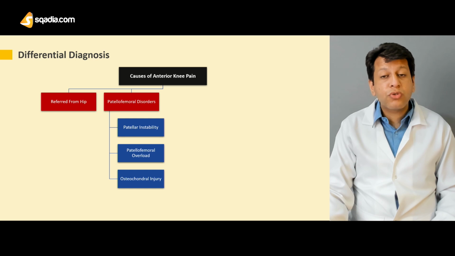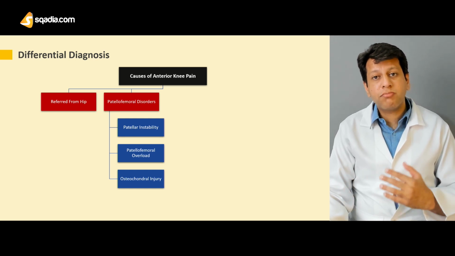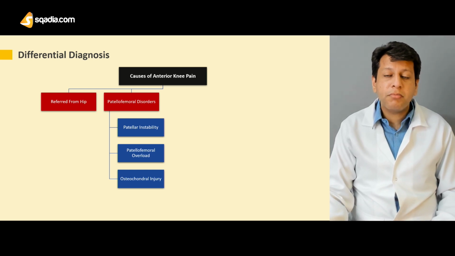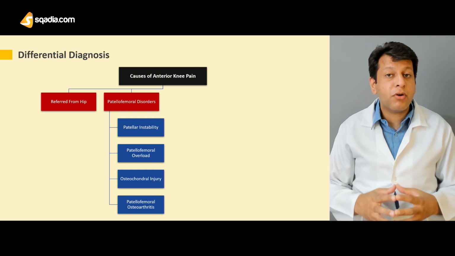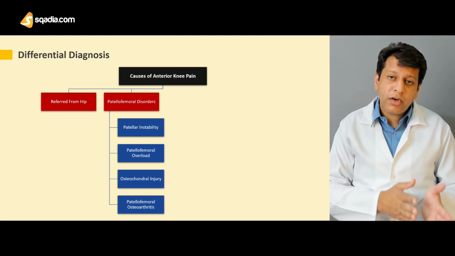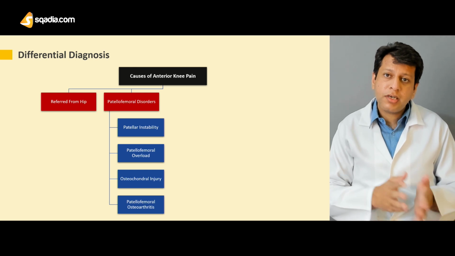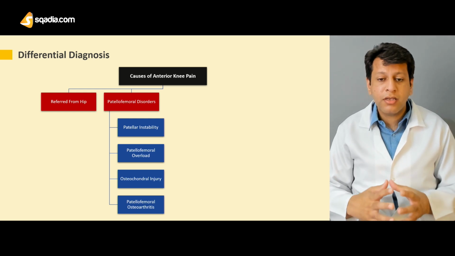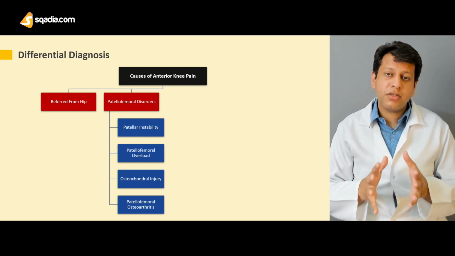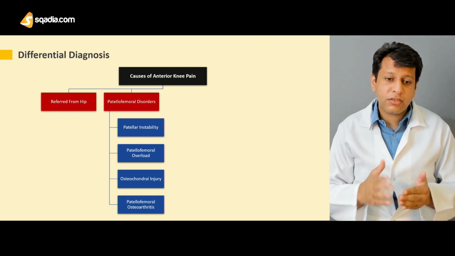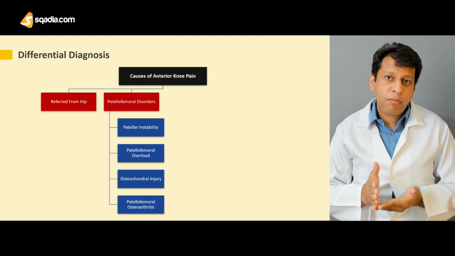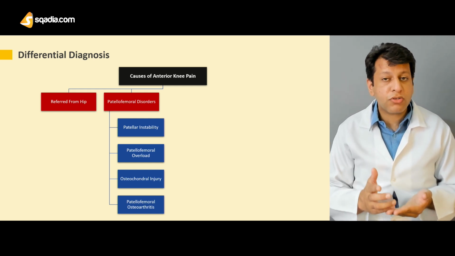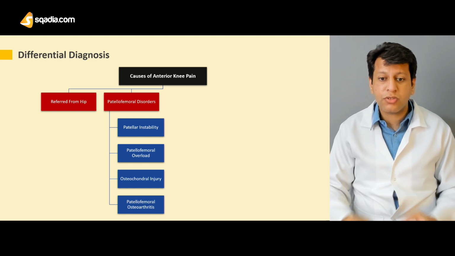Other causes could be osteochondral injury. The underlying problem may be chondromalacia of the patella, and this may present with anterior knee pain, or patellofemoral osteoarthritis. This could be underlying post-traumatic patellofemoral arthritis or post-surgical or iatrogenic injury in which there may be associated patellar maltracking. Whenever you take a detailed history and examination, you need to rule out these differentials. Is the problem in the hip, or in the patellofemoral joint, and if it's in the patellofemoral joint, could this be instability, overload, osteochondral injury, or could this be osteoarthritis as well?